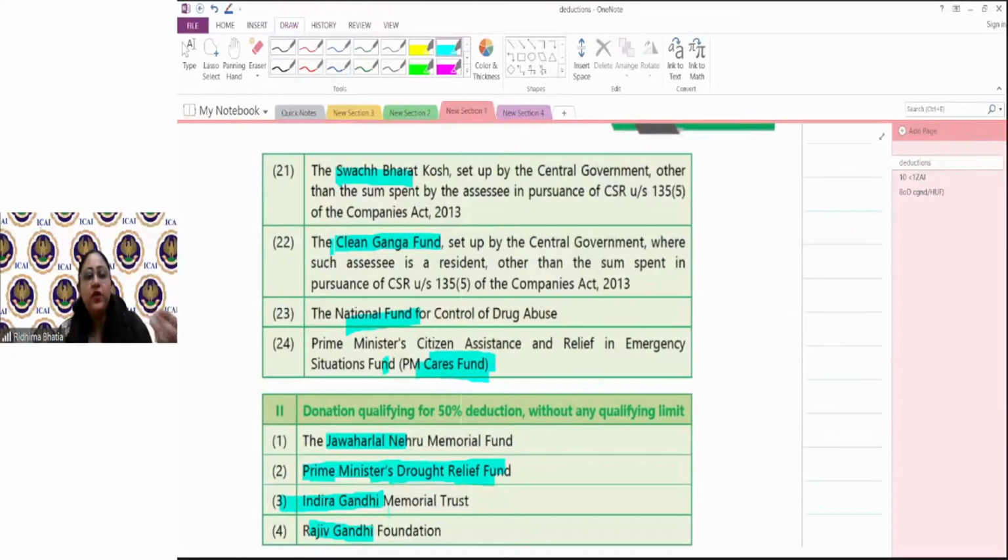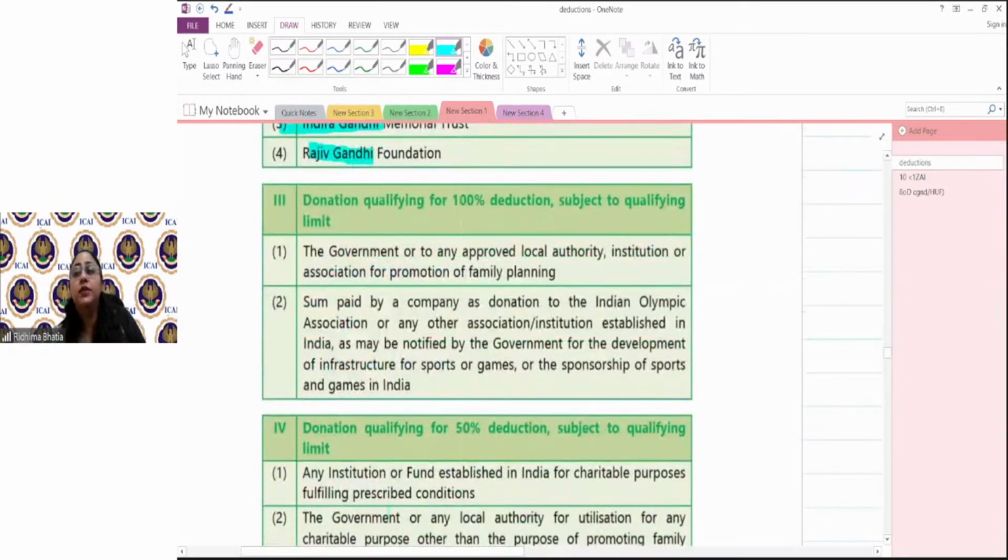So that means if a donation is made to category 2 of say 4 lakhs, what would be the eligible deduction? 2 lakhs. If a donation is made in category 1 of say 3 lakhs, what would be the eligible deduction? 3 lakhs complete. Category 1, 100%, category 2, 50%. Got it? Now, category 3, subject to qualifying limit. How do we calculate the qualifying limit? I'll answer that.